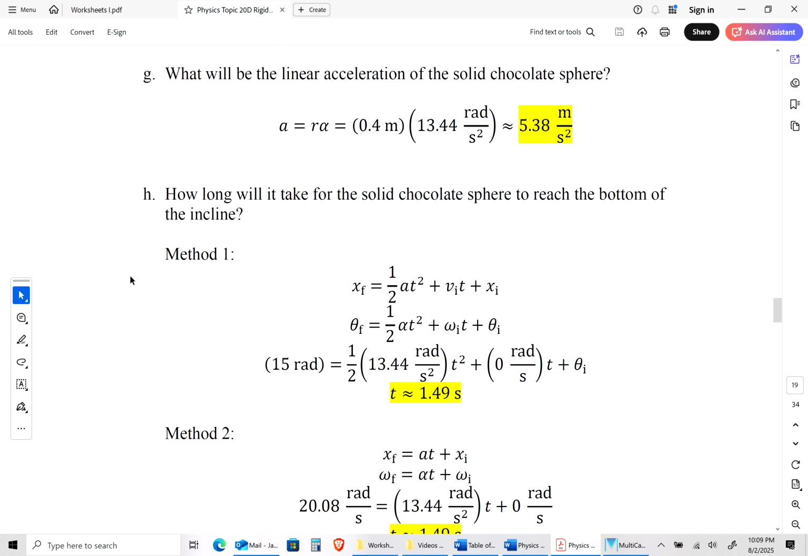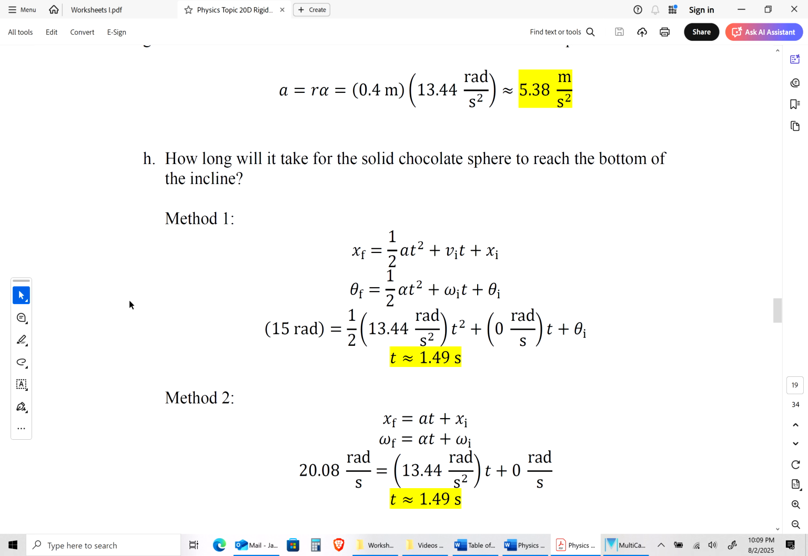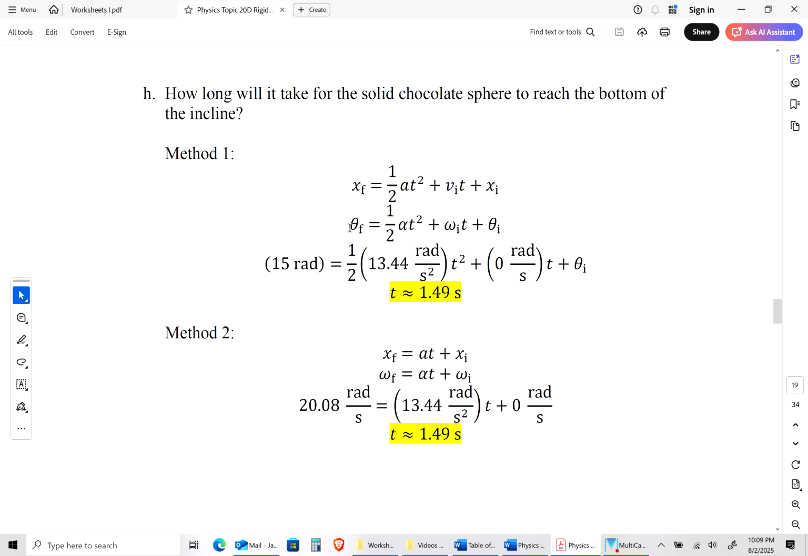Part H, how long will it take for the solid chocolate sphere to reach the bottom of the incline? So we have two methods. We could use this angular motion equation, or we could use this angular motion equation.